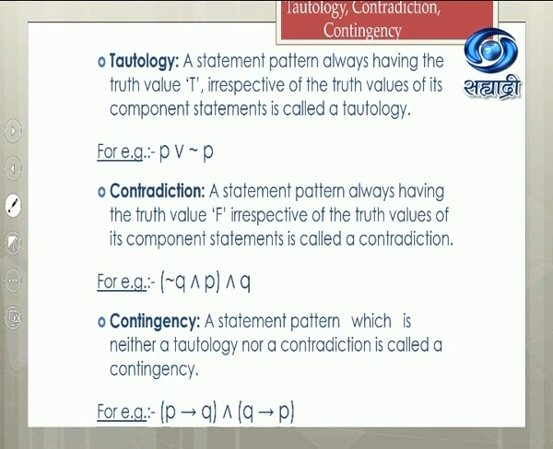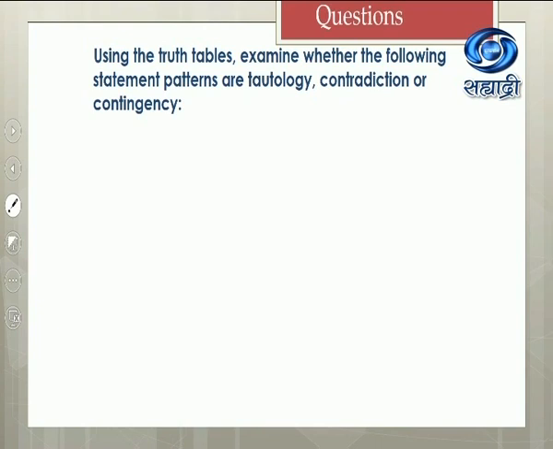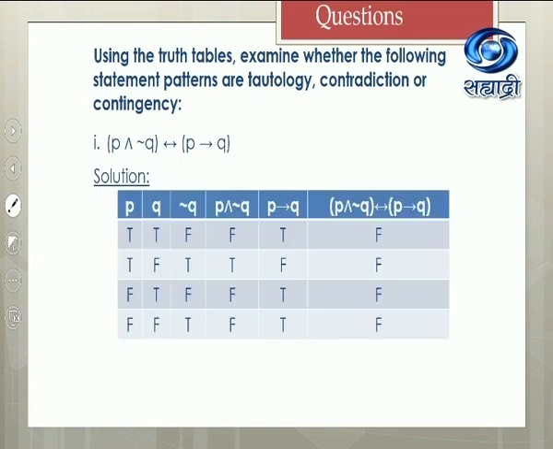Here we are going to see some different examples. So contingency means it is a combination of true and false. Using the truth tables, examine whether the following statement patterns are tautology, contradiction or contingency. P and negation Q if and only if P implies Q. So here the required columns are P, Q, negation Q, P and negation Q, P implies Q, and P and negation Q if and only if P implies Q.